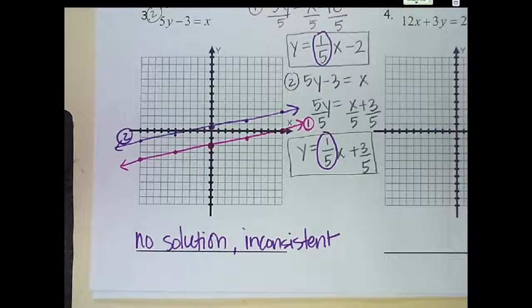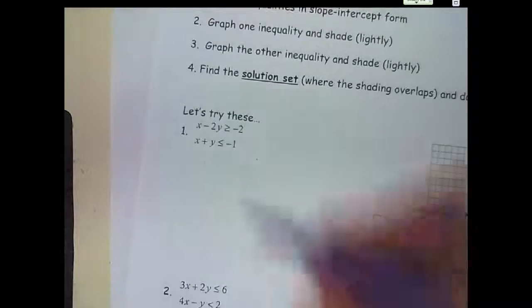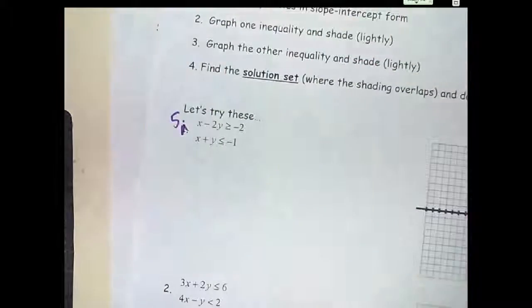All right, are you guys good with graphing? You're all good with graphing lines. All right, so let's do some inequality ones. Let's go over to number 5. And mine's going to be number 1. Sorry. Number 5 on yours.